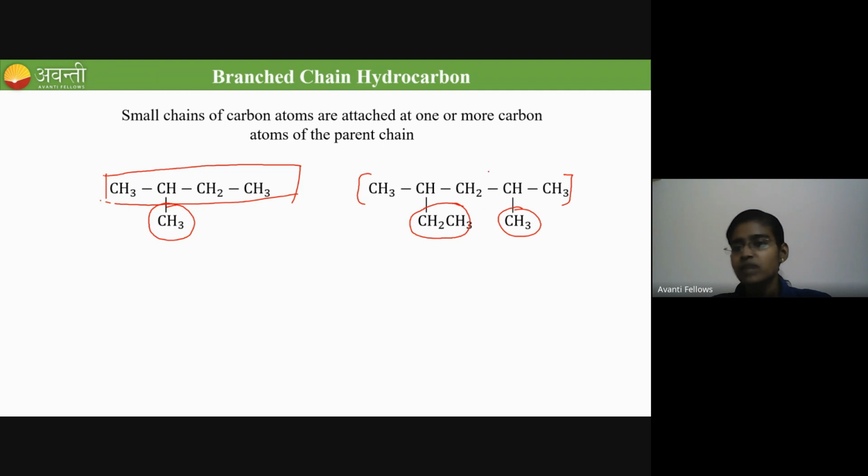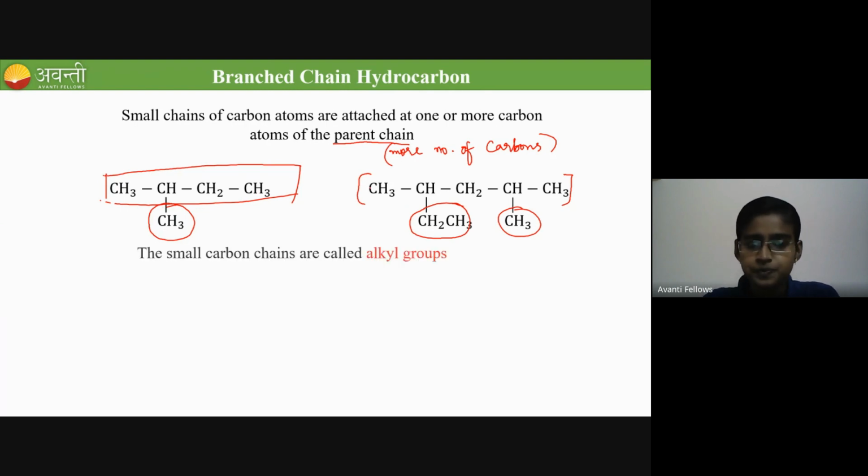The one which is there in the linear format will not always be the straight chain, or the parent chain. The parent chain is the chain which consists of more number of carbons. You should not take the linear chain always. You have to take the chain which contains more number of carbons in it. In the first example only one branch is there. In the second example we have 2 branches and they are called alkyl groups. The branches are called alkyl groups.